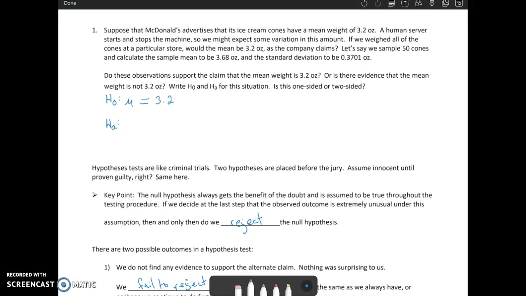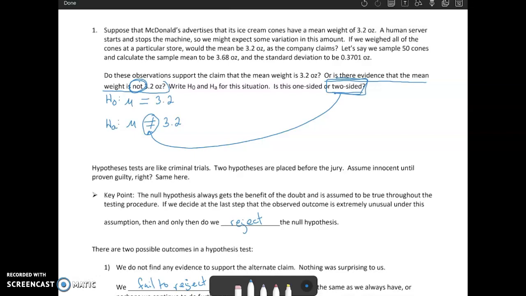Now we are trying to demonstrate, we are trying to show evidence that this mean weight is not 3.2. So this isn't a specific direction. This is just the general, is it something else? So for our alternate hypothesis, we're going to say mu does not equal 3.2. That makes this a two-sided alternate hypothesis because of the not equal to. We don't really care if it's above or below 3.2. We just want to know, is it something else, anything else?